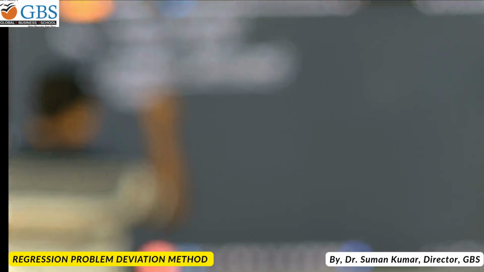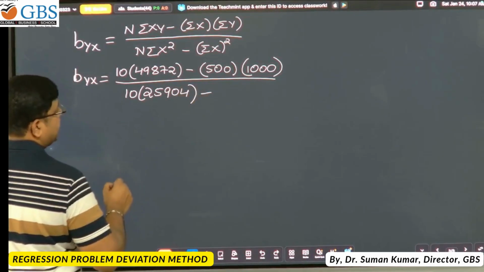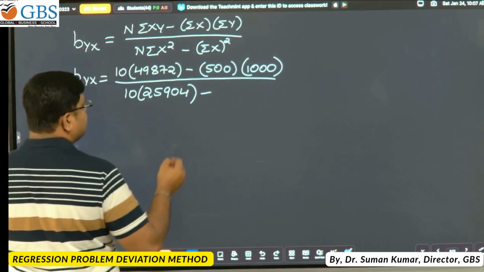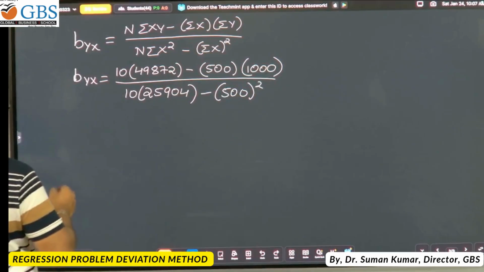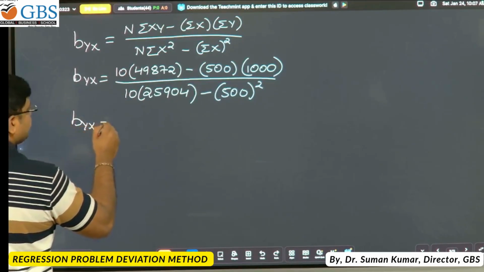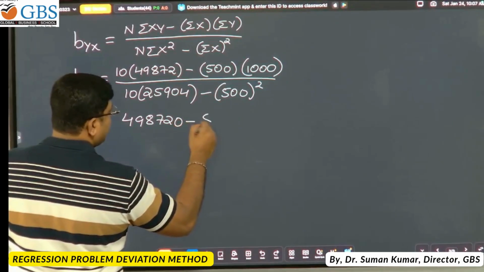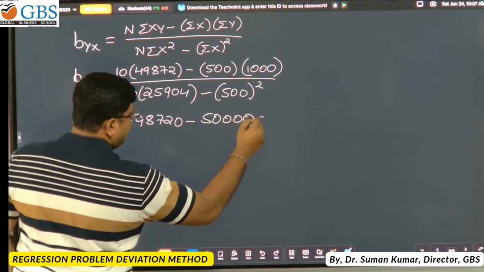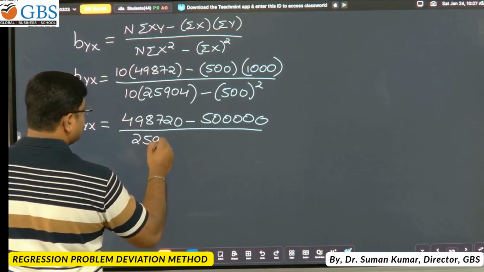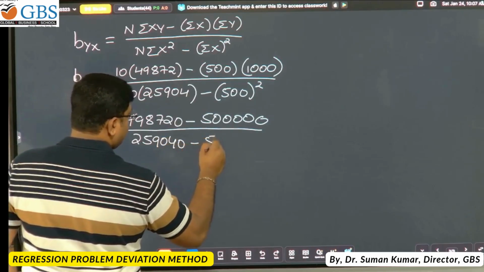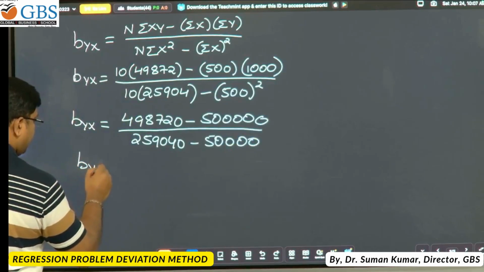25,904. This is the value from the table. Summation x whole square, summation x is 500 whole square. Okay, step by step. 498,720. Again this is 5 lakhs divided by 259040 minus 250,000. Byx. Huh?